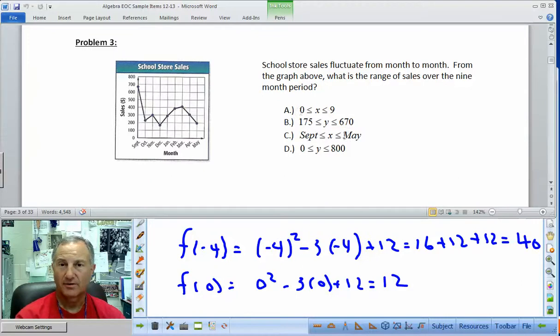Well, these two are x's, A and C, so forget those. We're concentrating on the y's. 0 to 800 is the whole range of the scale here, but 175 to 650 or 670 better quantifies what our range is for y. Y is greater than or equal to 175, which is pretty much on right there, and it's less than or equal to the 670, pretty much on right there too. So answer B would be your best answer there.